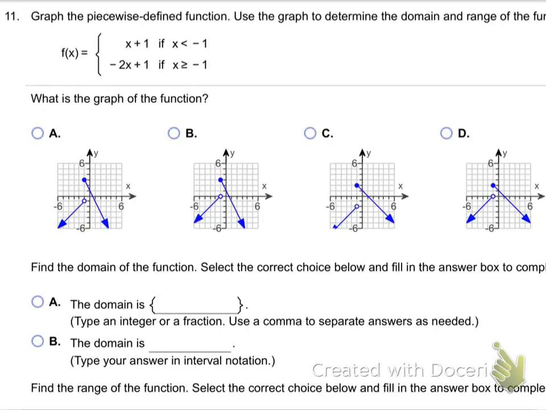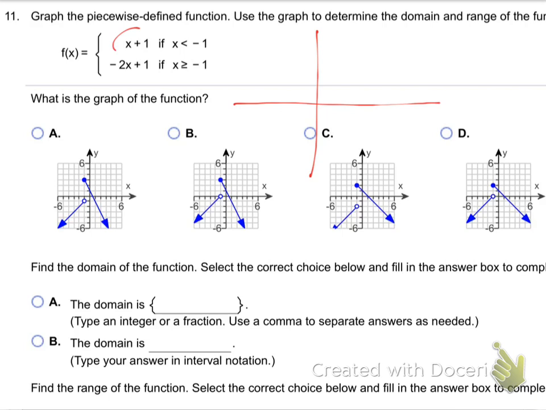Okay, so number 11. Try that one. So just take those functions one at a time and you can draw them. Okay, I'll jump in and help. So let's see here.